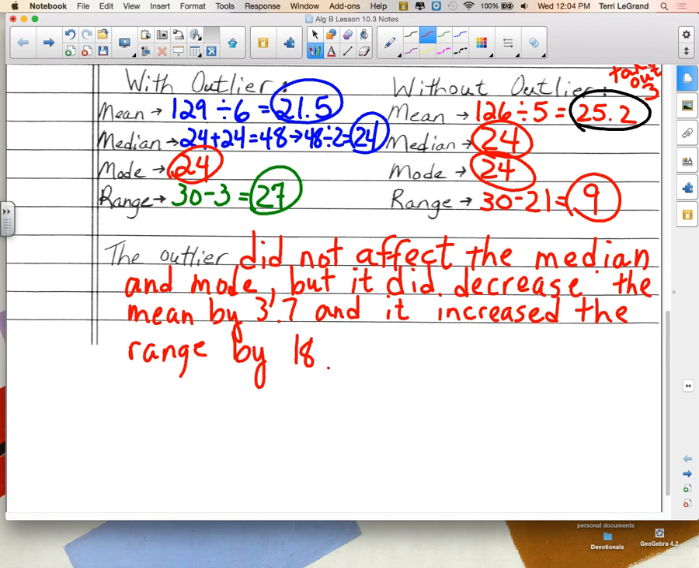Okay. Anybody have any other lingering questions on this? So during the homework, do we have to write what the outlier did in the homework?